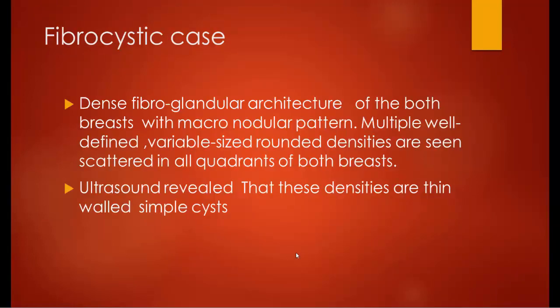Fibrocystic case reporting: dense fibroglandular architecture of both breasts with microglandular pattern, multiple well-defined, variable-sized rounded densities seen scattered in all quadrants of both breasts. Ultrasound reveals that the densities are thin-walled simple cysts.